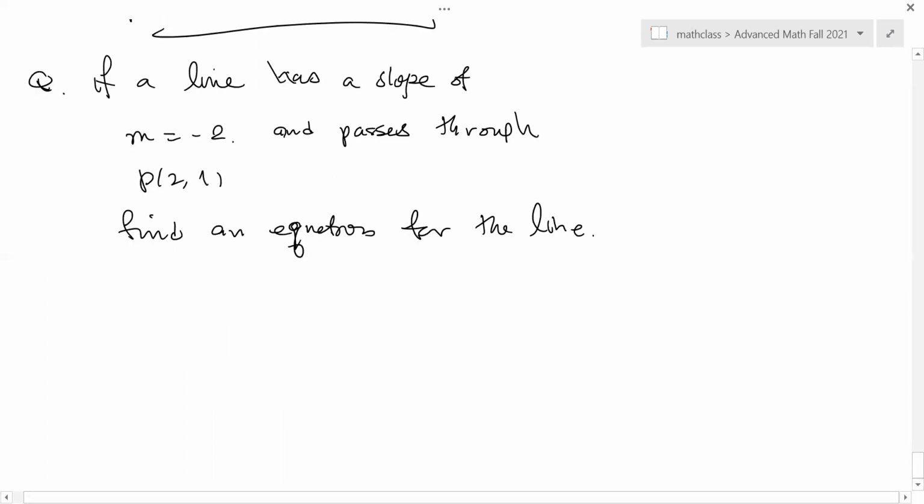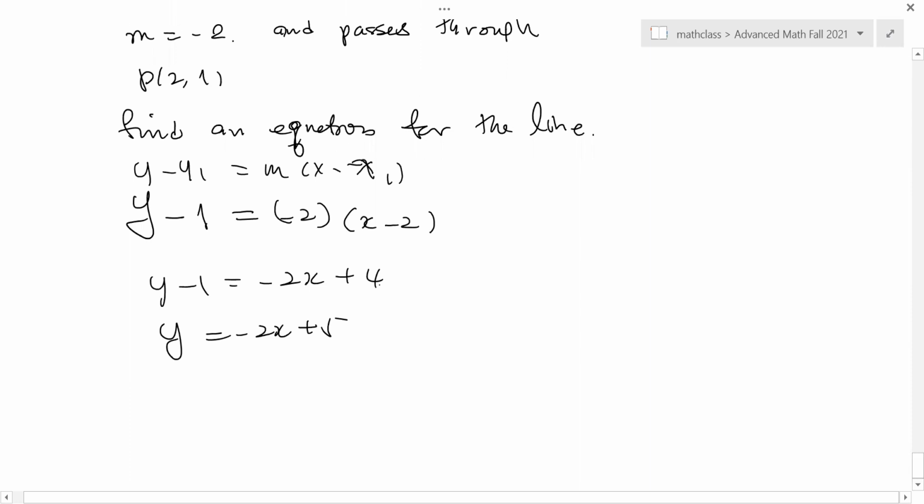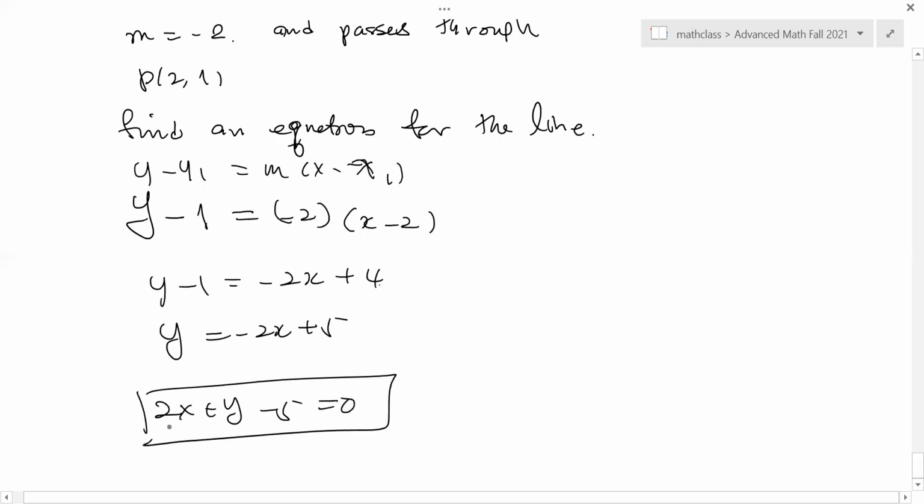Okay, how do I do that? Well, just use the point-slope formula. So y minus y1 equals m times (x minus x1), here x minus 2. So y minus 4 equals negative 2 times (x minus 2), that is, negative 2x plus 4. Then y equals negative 2x plus 5. Or you can simply write 2x plus y minus 5 equals 0, the standard form. So the coordinates of this line are determined by this relationship between x and y.